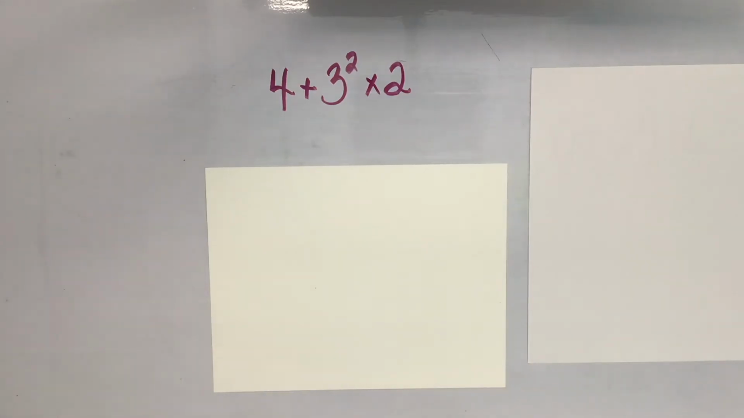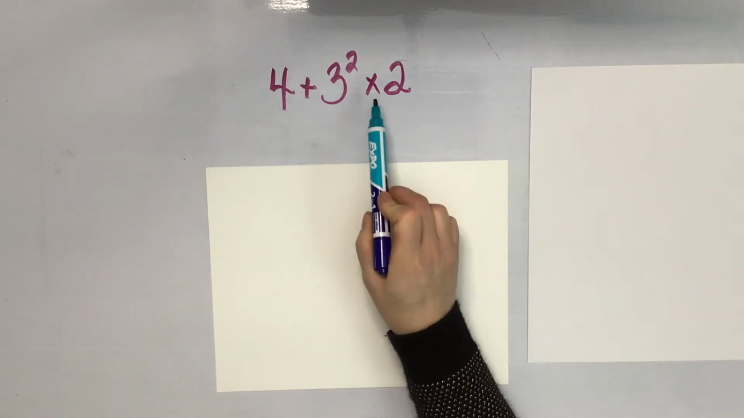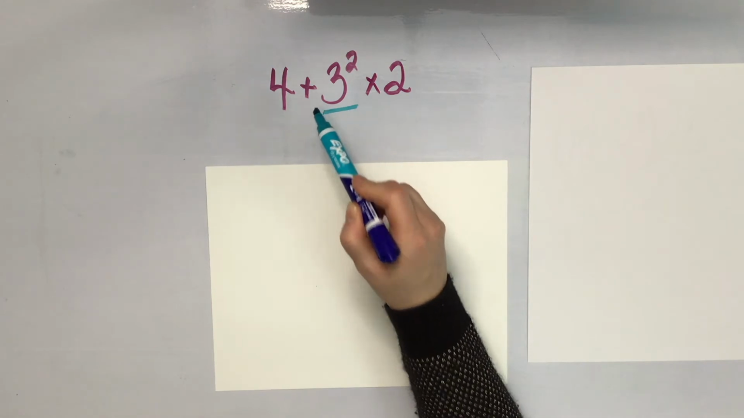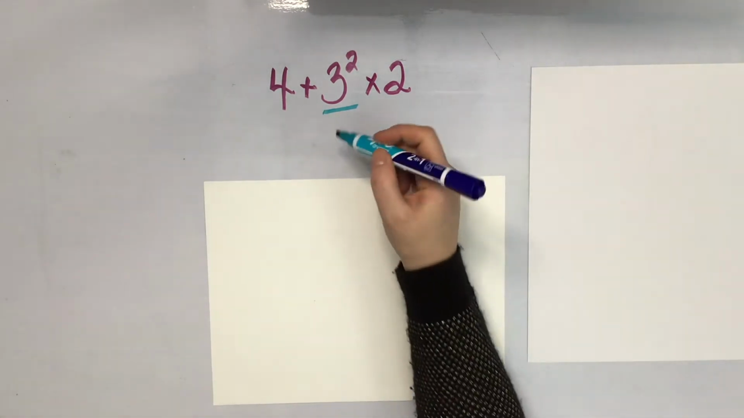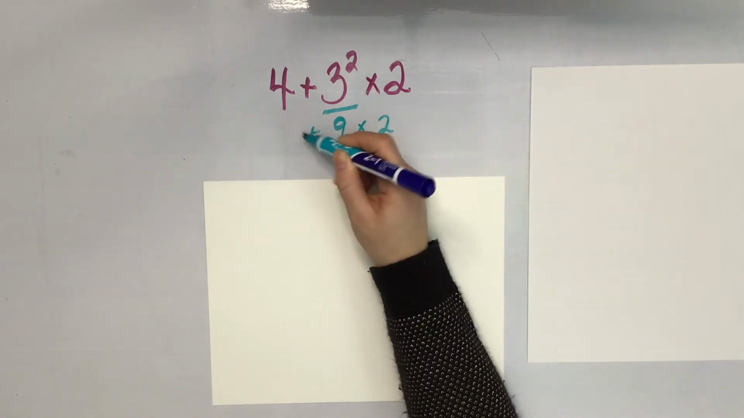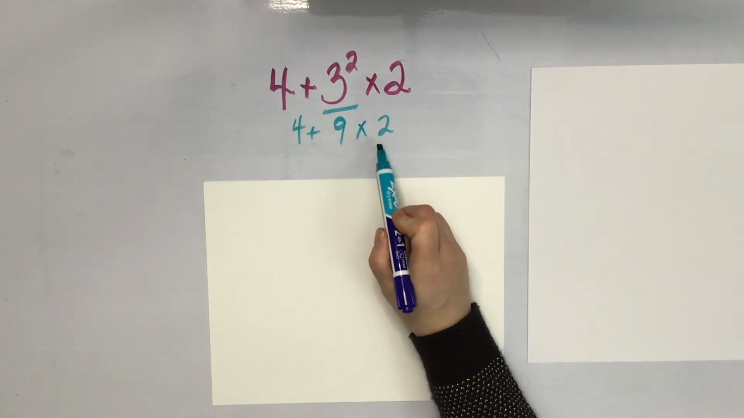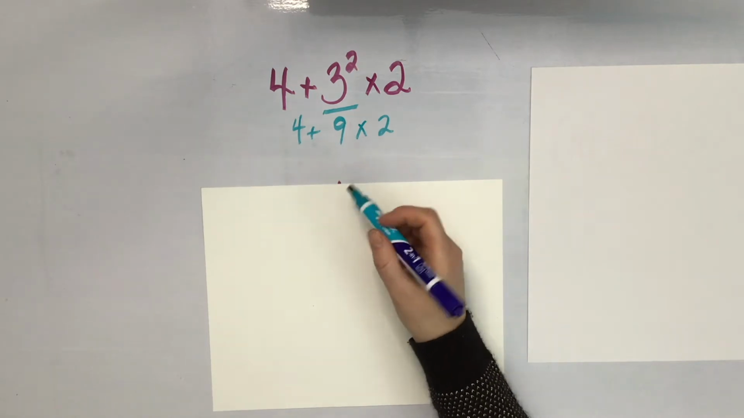Let's try some examples. Here I have an addition, I have an exponent, and I have a multiplication. Exponents are the most powerful, so I'll do that first. 3 to the power of 2 just means 3 times 3, which is 9. So I am left with an addition and a multiplication. I have to multiply first because that's more powerful. 9 times 2 is 18, plus 4 is 22.